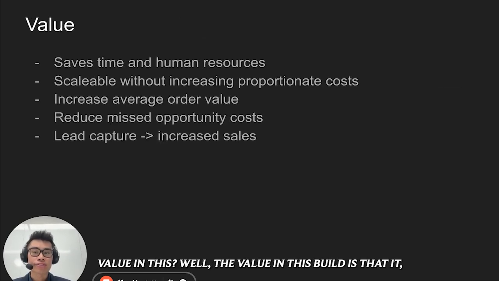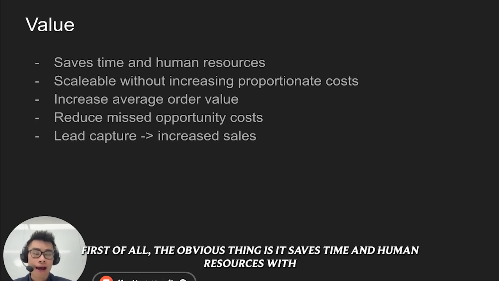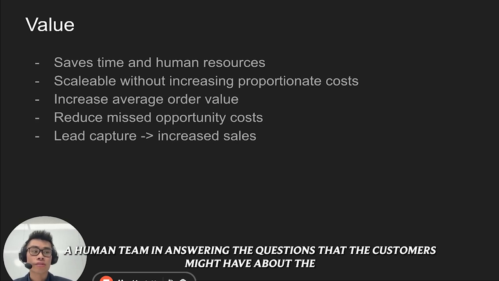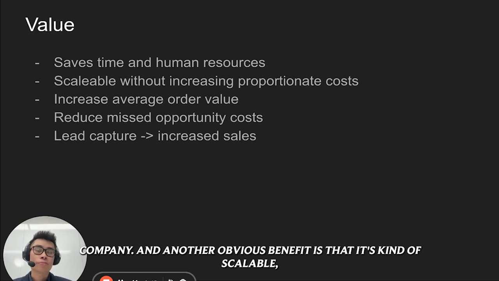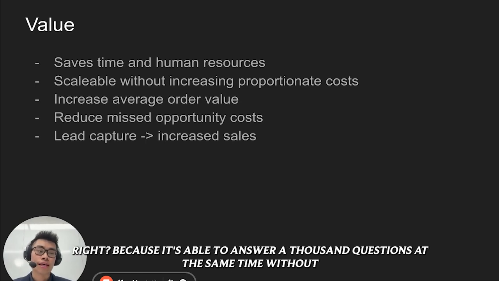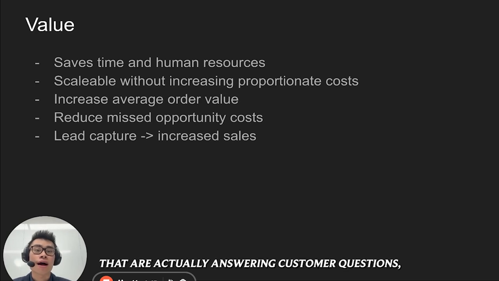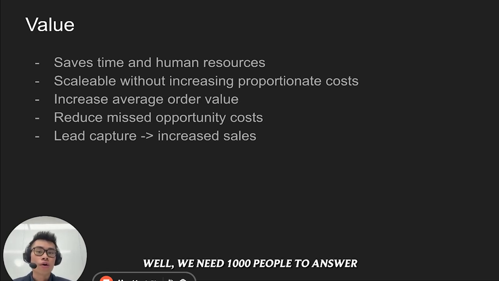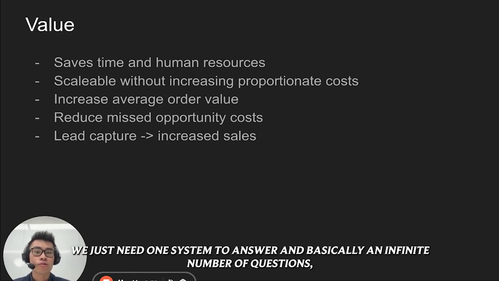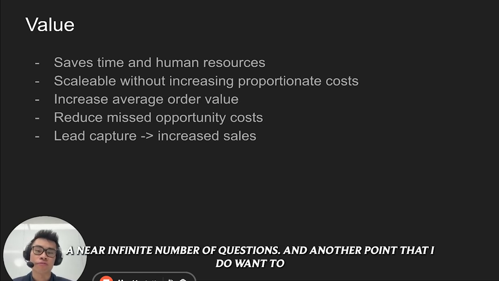Now, where's the value in this? Well, the value in this build is that first of all, the obvious thing is it saves time and human resources with a human team in answering the questions that the customers might have about the company. And another obvious benefit is that it's scalable, right? Because it's able to answer 1,000 questions at the same time without increasing proportionate cost. Because if we're talking about a human team answering customer questions, we need 1,000 people to answer 1,000 questions, right? But with this AI system, we just need one system to answer a near infinite number of questions.